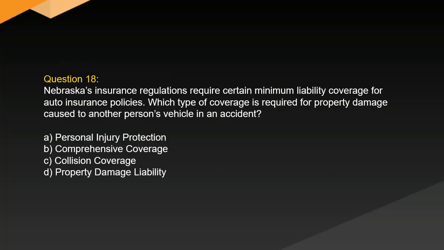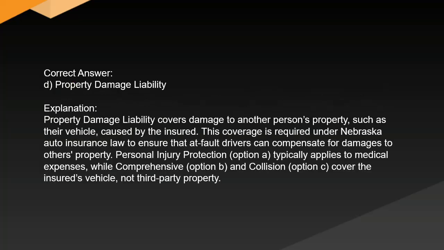Question 18. Nebraska's insurance regulations require certain minimum liability coverage for auto insurance policies. Which type of coverage is required for property damage caused to another person's vehicle in an accident? A. Personal injury protection. B. Comprehensive coverage. C. Collision coverage. D. Property damage liability. Correct answer. D. Property damage liability. Explanation.